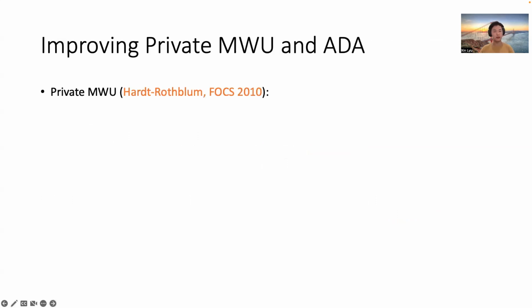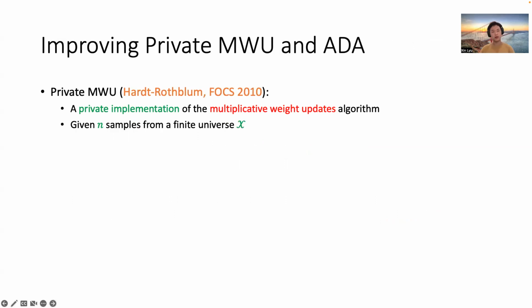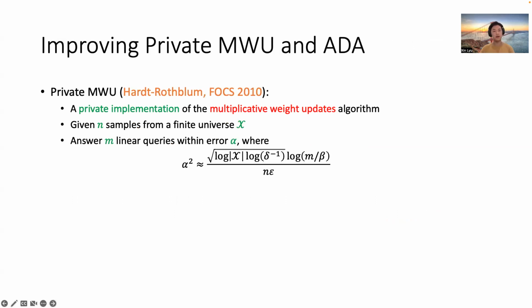For private multiplicative weight update, first of all, this is a private implementation of the multiplicative weight update algorithm. The setup is that we are given n samples from a finite universe, and then we can answer m linear queries with these samples within error alpha, where the alpha grows only logarithmically with the number of queries. And this algorithm achieves differential privacy guarantee and reasonably high confidence.